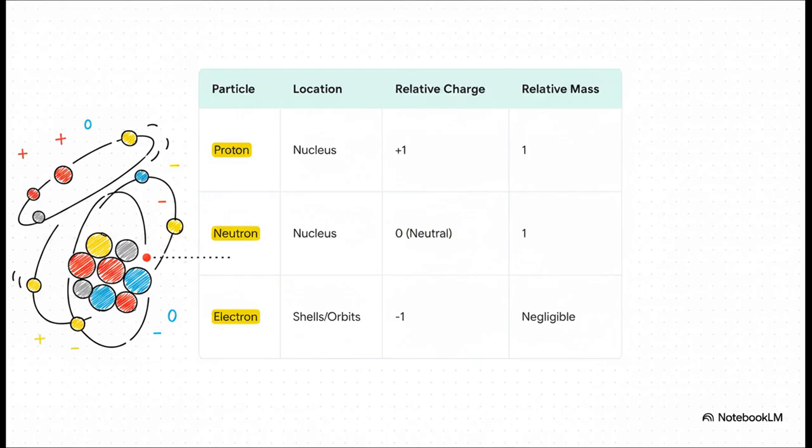You've got your positive protons and your neutral neutrons all packed tightly together in the center, which we call the nucleus. And then, buzzing around the outside in these orbits are the negative electrons. They're so incredibly light that their mass is basically nothing in comparison. Three particles. That's all it takes.